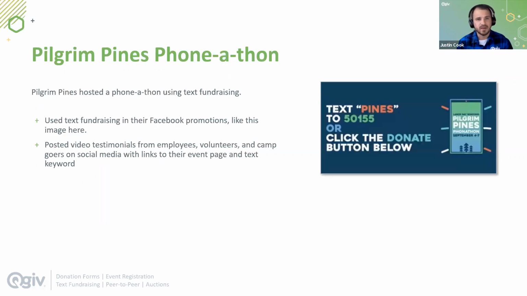Finally, we have Pilgrim Pines Phonathon. So they hosted a phonathon using text fundraising, which is a very interesting use case for it. They used text fundraising in their Facebook promotions, specifically with these graphics. So this really calls out their text fundraising keyword, Pines, another very simple keyword, very easy to remember and use. And they use these images across all of their different fundraising appeals that they had. And they even posted video testimonials from employees, volunteers, and campgoers on social media to encourage the donations, and included links to both their event page and their text fundraising information as well.